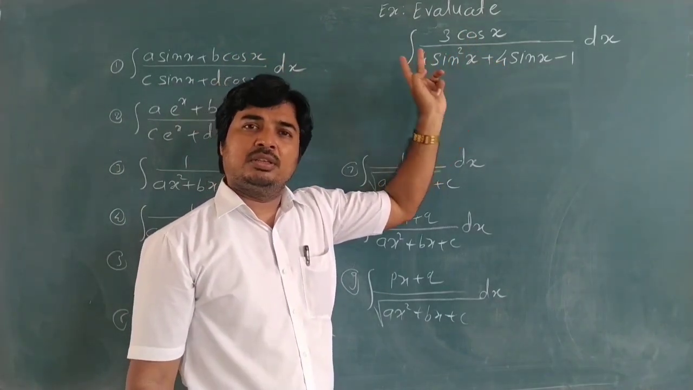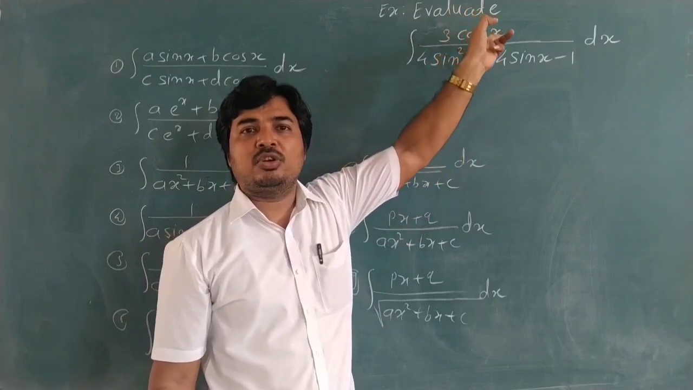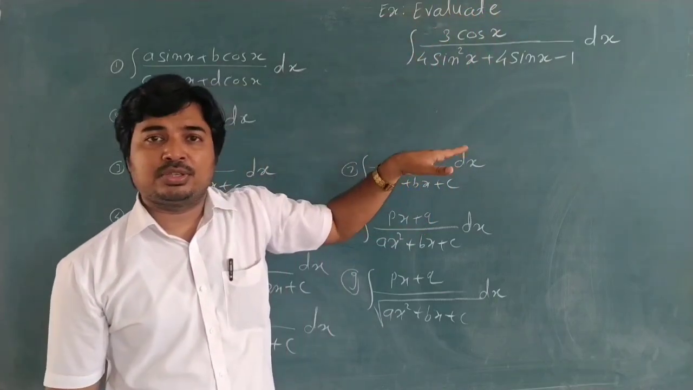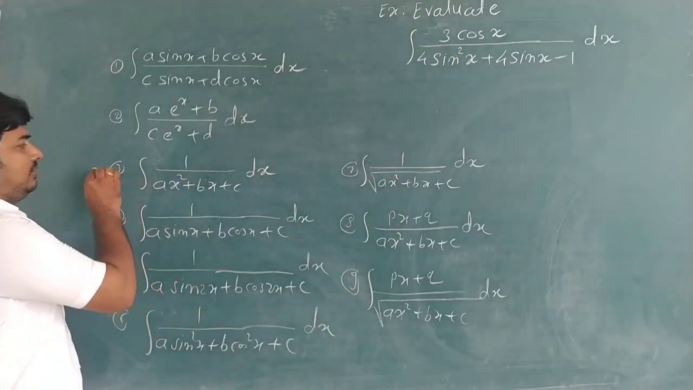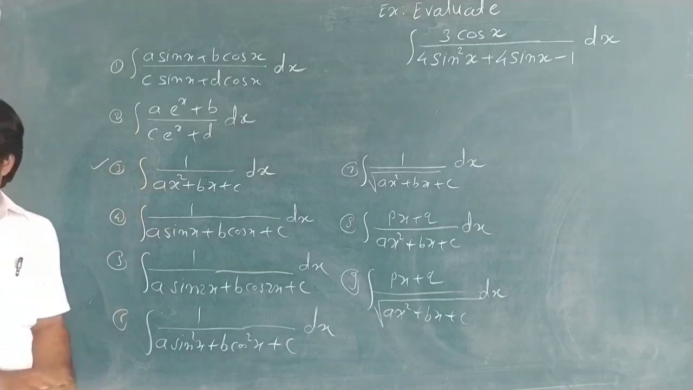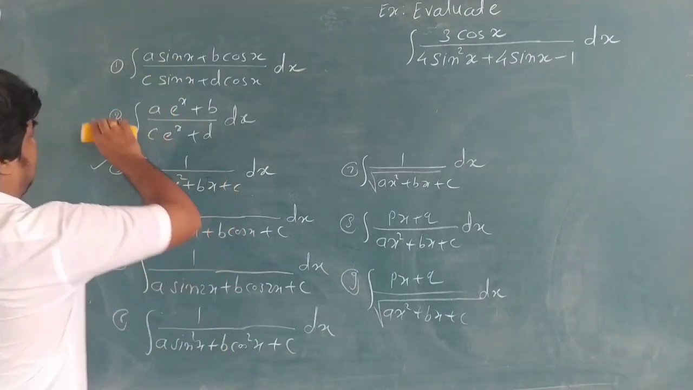Put sin x equal to t. If we put sin x equal to t, then cos x dx is equal to dt. After substitution, this example is in our type, that is 1 upon a quadratic function. Okay, here we solve this example.